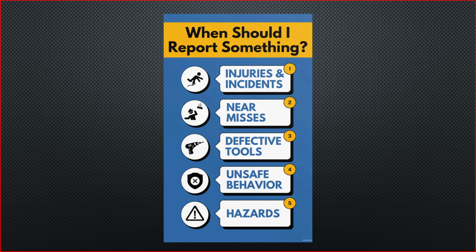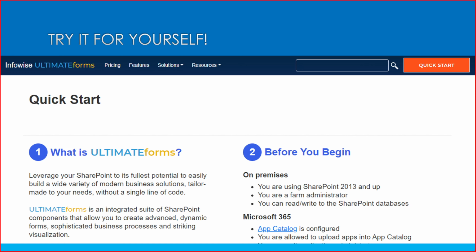And this is an example of a kind of poster or something that you may have placed in your workplace, which should help people know we're supposed to report when we see safety issues.